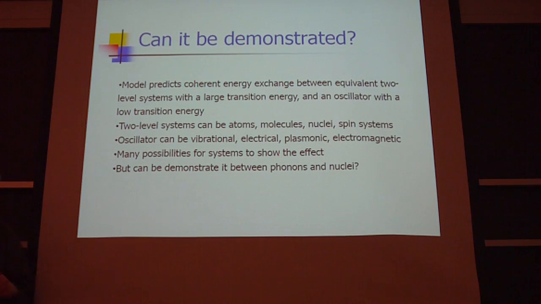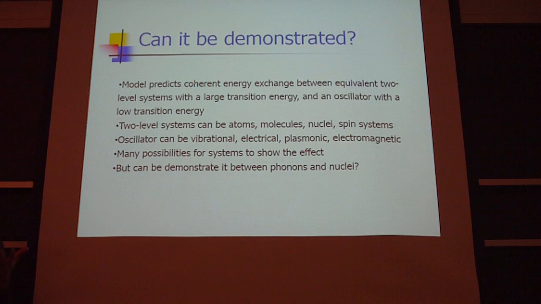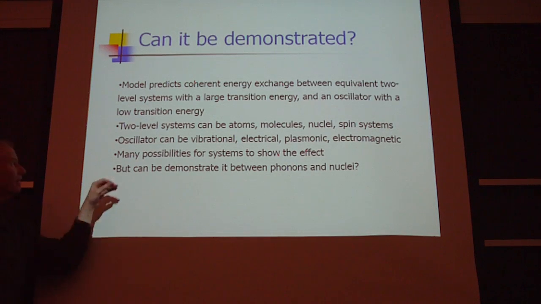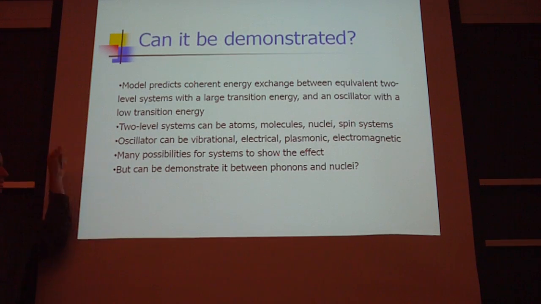Okay, but can it be demonstrated? So we've laid it out. We're going to roll up our sleeves and start trying to apply scientific methods to this and see what we can do. The model predicts coherent energy exchange. The two-level systems can be atoms, molecules, nuclei, spin systems. So strictly speaking, it doesn't have to be vibrations to nuclei. It could be more accessible systems, and we could still demonstrate the effect in principle. And the oscillator can be basically anything that oscillates. So there's a very large number of possibilities to show the effect.